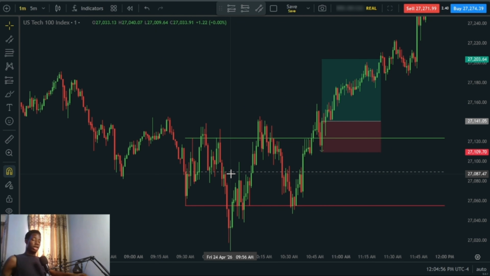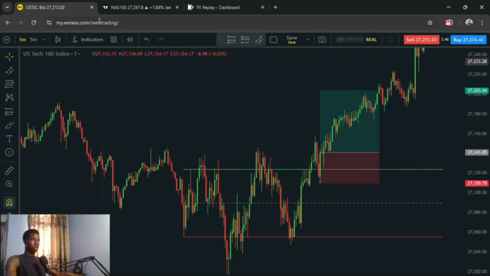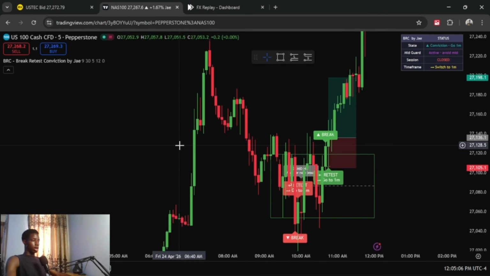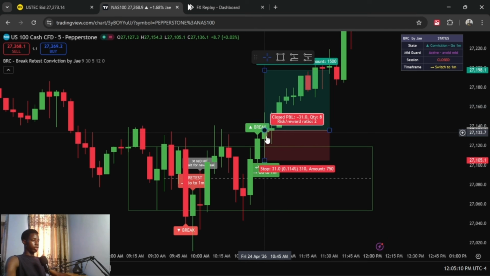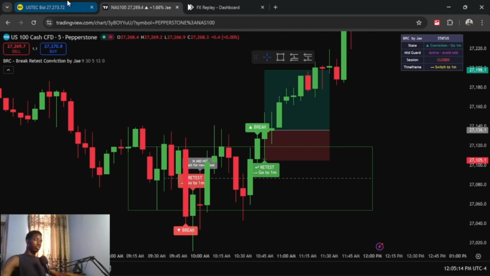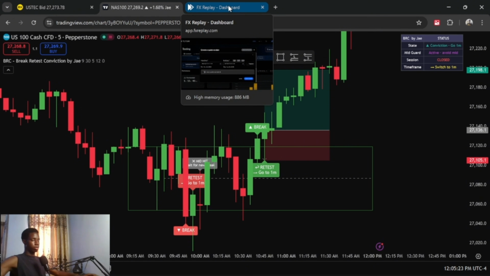Before we get into that, the indicator that I've been using, you can check the Discord group, and you're going to get the free indicator. As you can see today, we got the break, retest, went to the 1 minute confirmation, and then we had the 1 to 2 risk reward. The indicator helps in case you don't fully understand the strategy, but actually the strategy is very easy and simple. It's just boring.